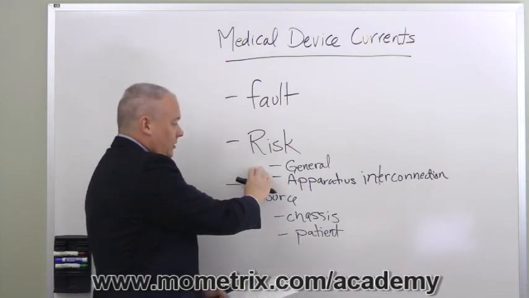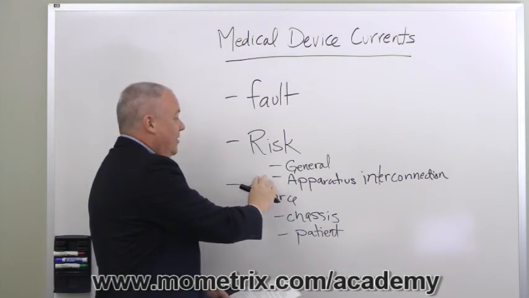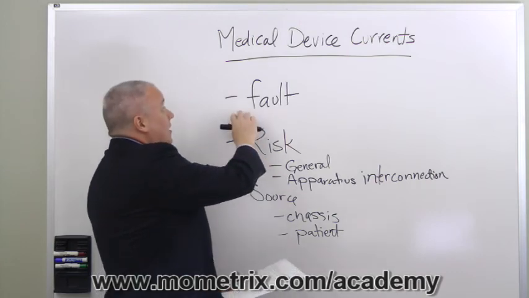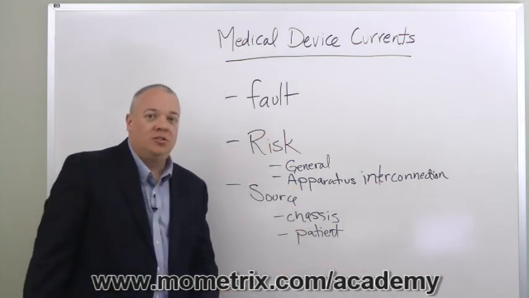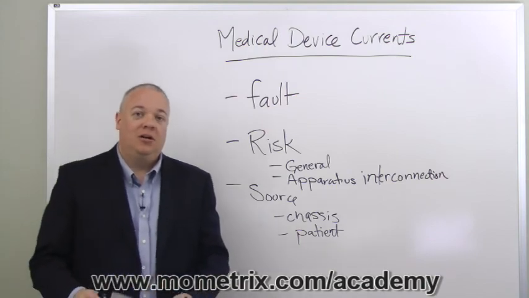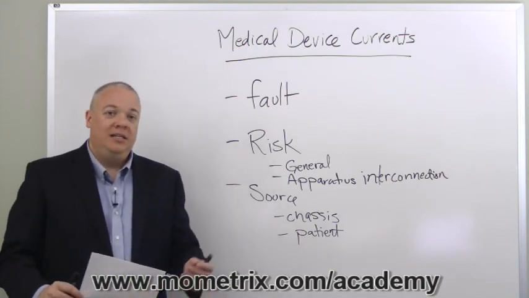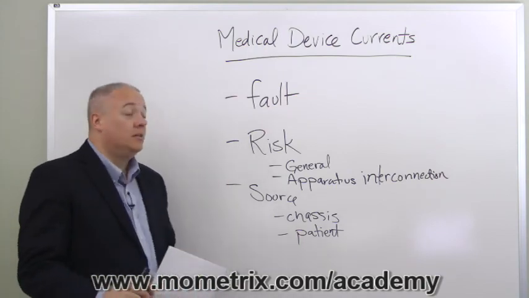Risk currents, general, normally working, not connected to any other device. Apparatus interconnection, normally working current and is connected to other devices. And then fault currents, meaning there is a short circuit or a break and therefore current is not flowing. These are the things to keep in mind when we think about medical device currents.